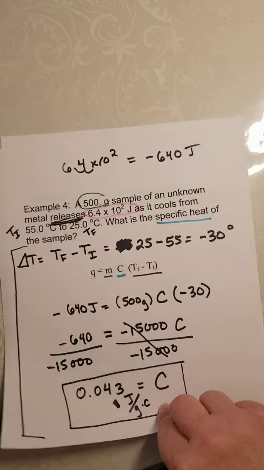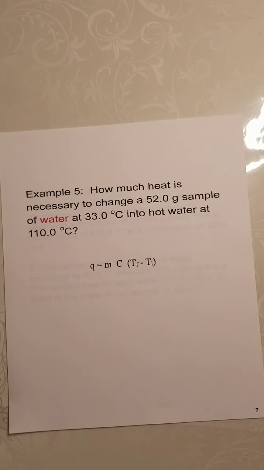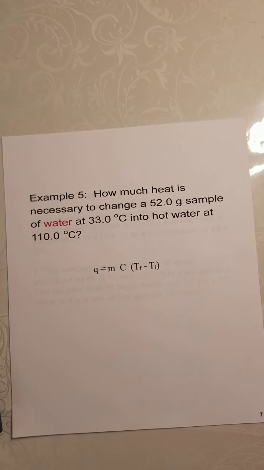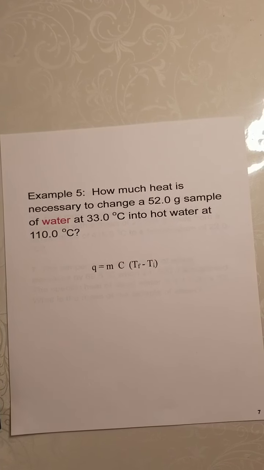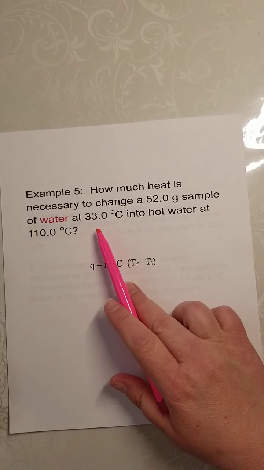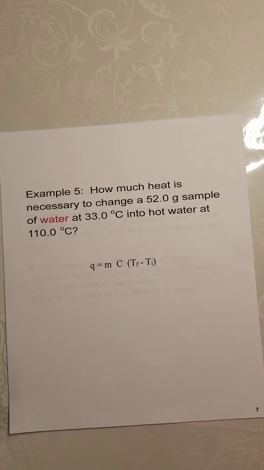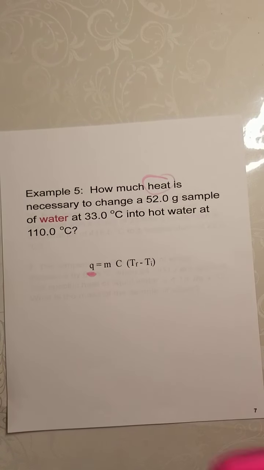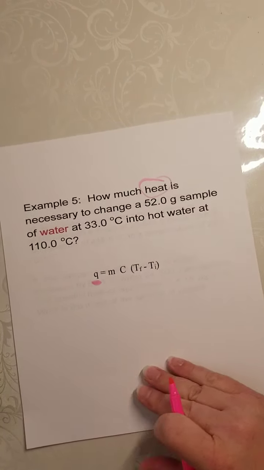All right, let's do example 5. Go ahead and take that down, please. So again, let's go ahead and define our variables. So this is how much heat is necessary to change a 52-gram sample of water at 33 degrees into hot water at 110 degrees Celsius. Okay, great. So how much heat? We're solving for Q again. Happy times. So much easier, right?